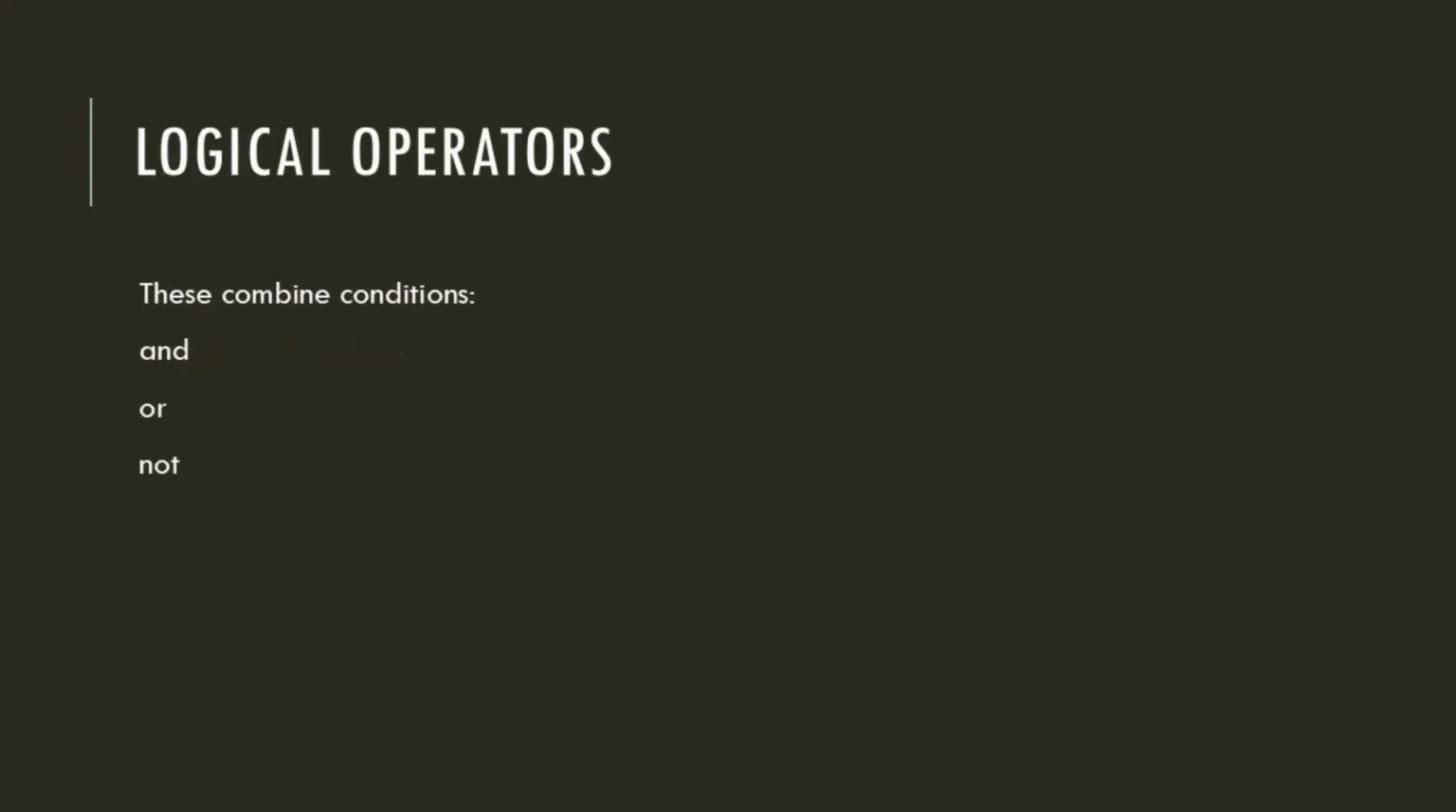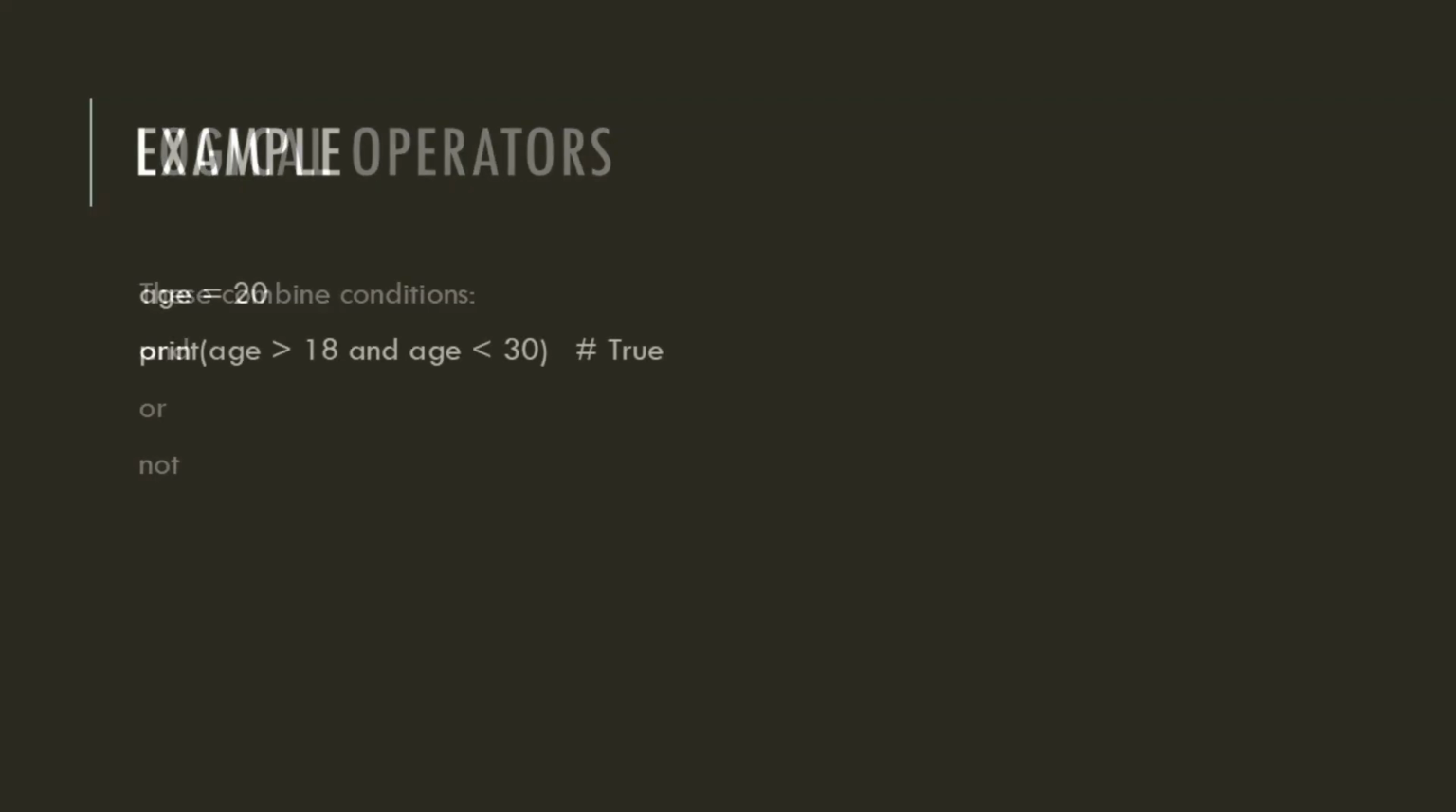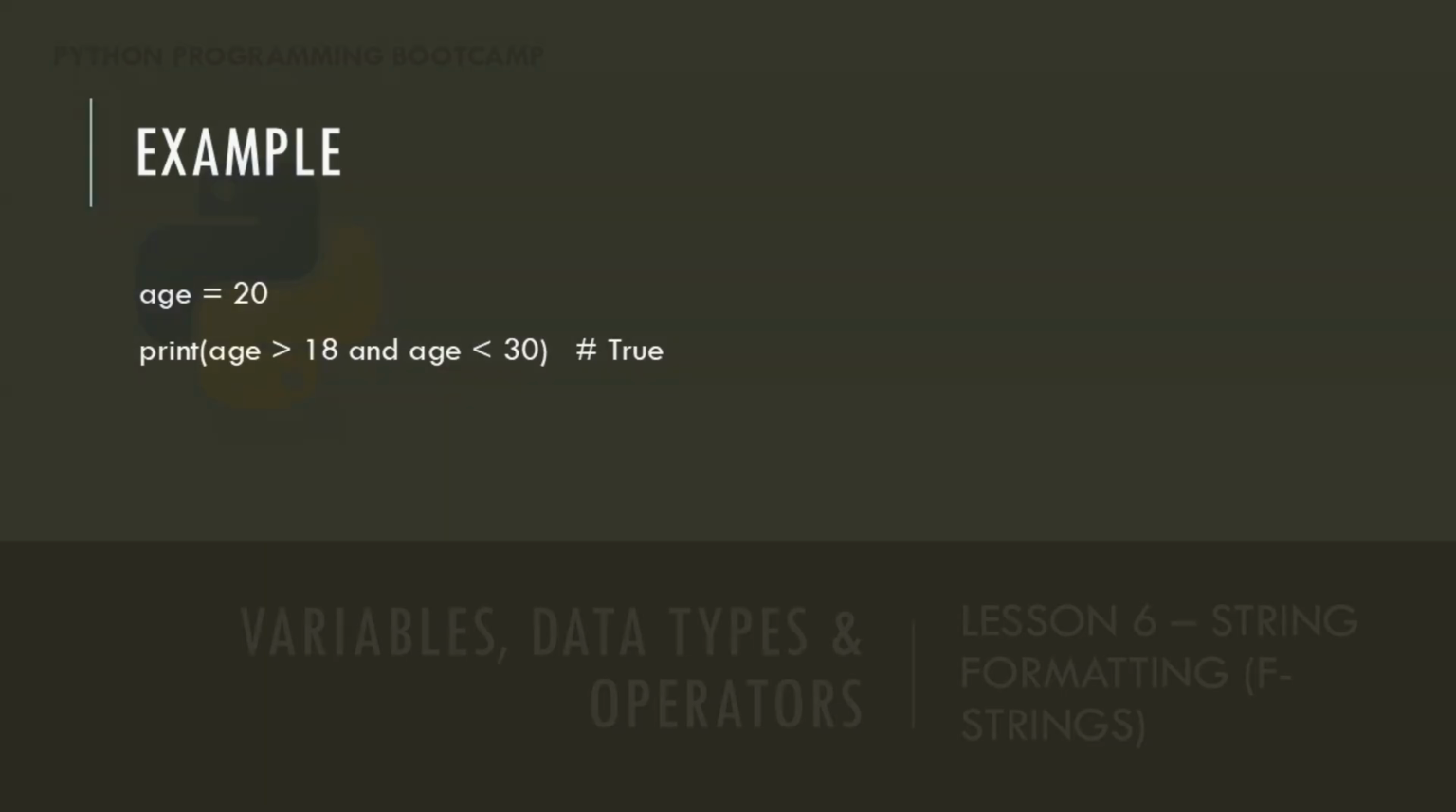Logical operators combine conditions: and, or, not. Example, age = 20. print(age > 18 and age < 30). This prints True because the value 20 is greater than 18 and also 20 is less than 30. These operators are extremely important for if-else conditions, which you will learn in the next section.